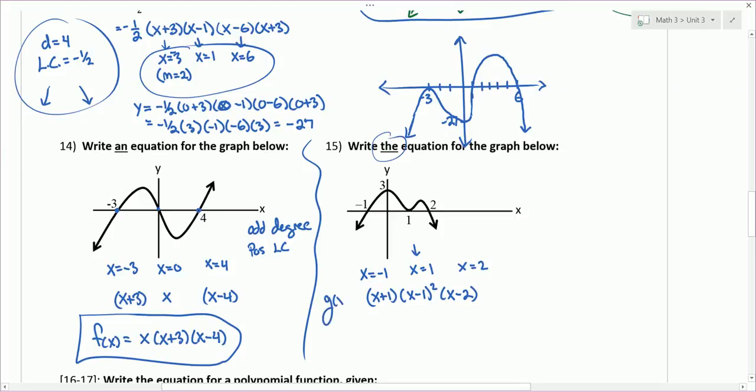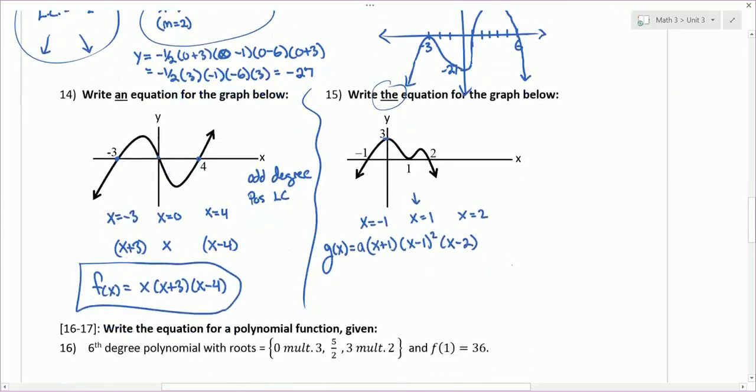Call this g of x. Lastly, we're not sure. We know this thing goes through the y-intercept at 3, so there's some leading coefficient a. We know that a's got to be negative because the right side's pointed down, but we're not exactly sure what number is going to make it 3 yet. So we're going to plug in that point, 0 for x, 3 for y.